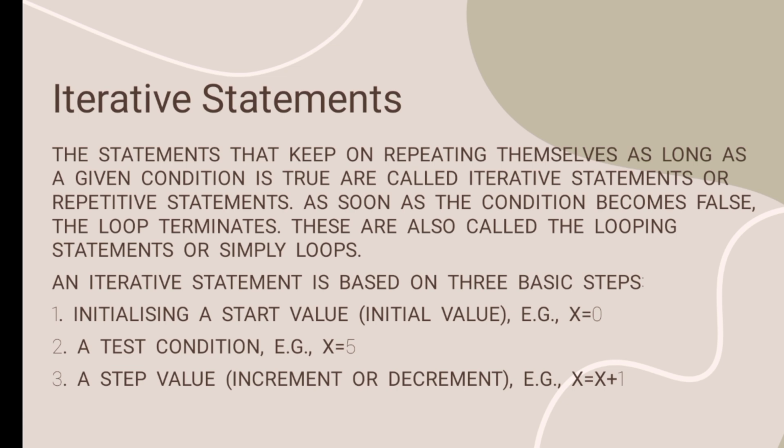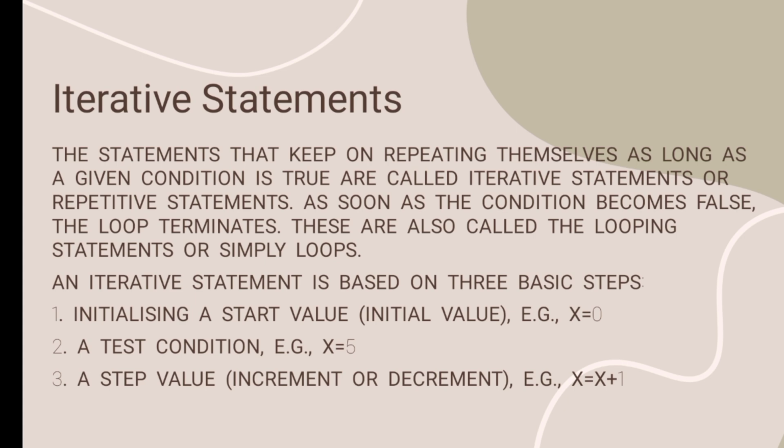The first is the iterative statement. Iterative statements are statements that keep on repeating themselves as long as a given condition is true. They are also called repetitive statements. As soon as the condition becomes false, the loop terminates. These are also called looping statements or simply loops.